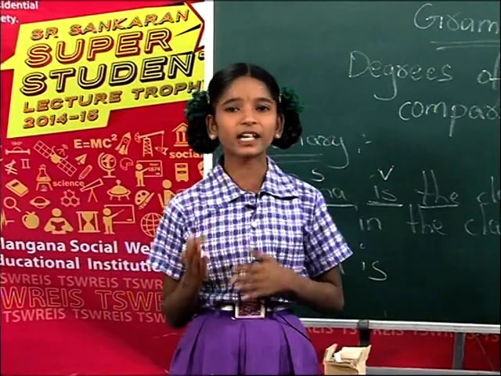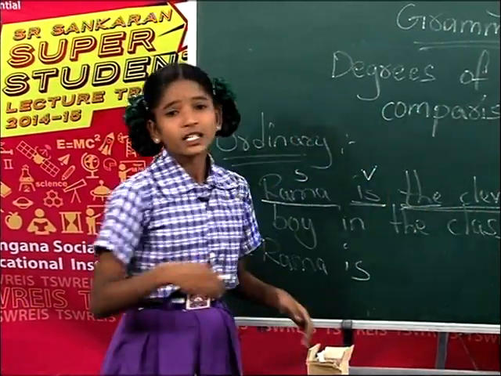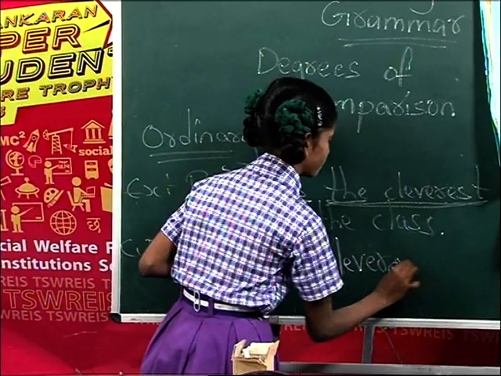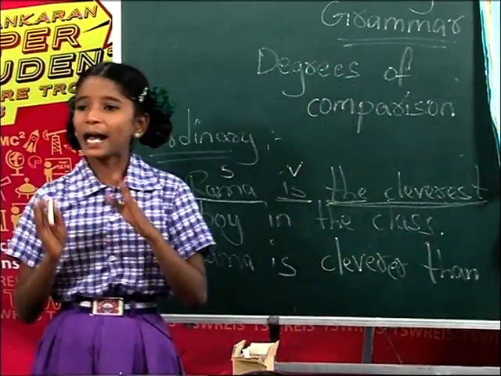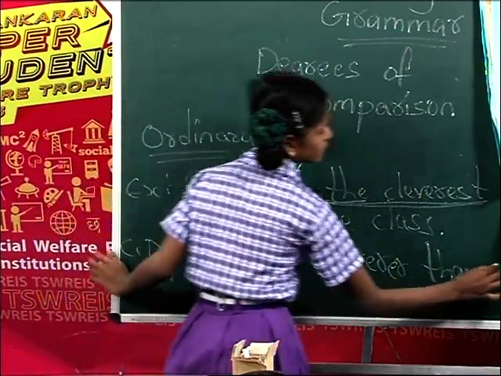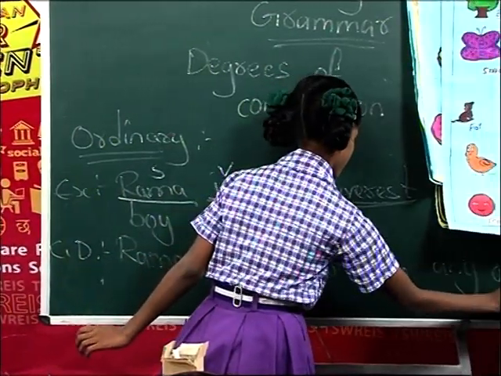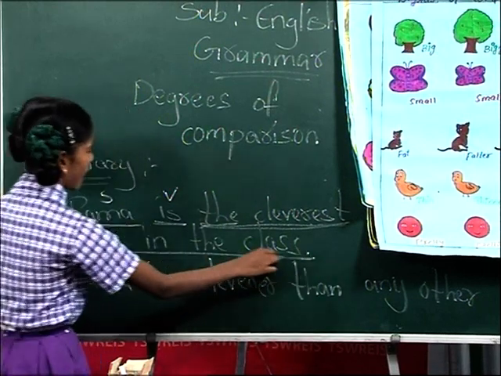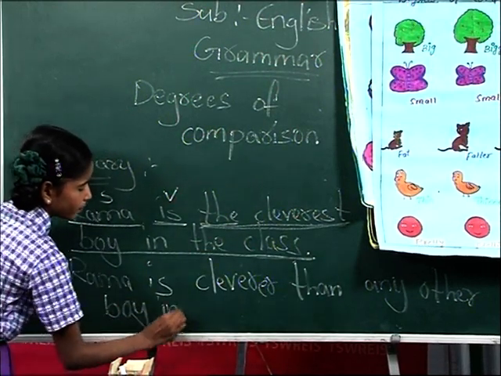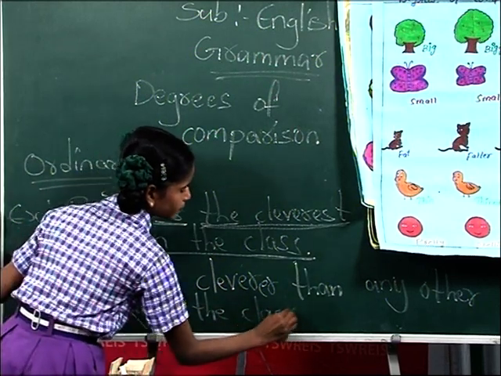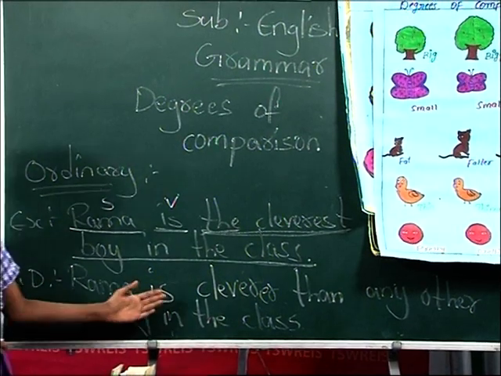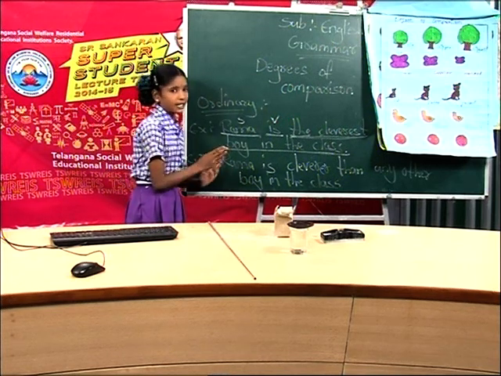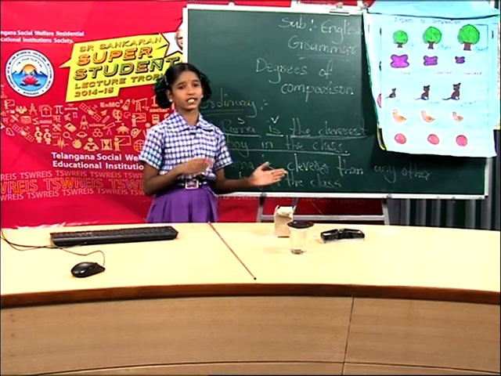Now, we should write the comparative form. What is the comparative form, friends? Just now we have learned. Yes, cleverer than. Now, we should add any other. Lastly, we should add the last part of the sentence, that is boy in the class. Now, read the sentence, friends. Rama is cleverer than any other boy in the class. Now, in which degree is this sentence? Yes, it is in comparative degree. Now, we are going to change it to positive degree.